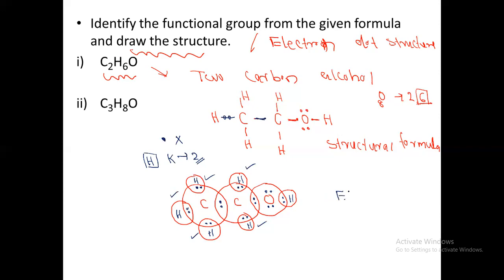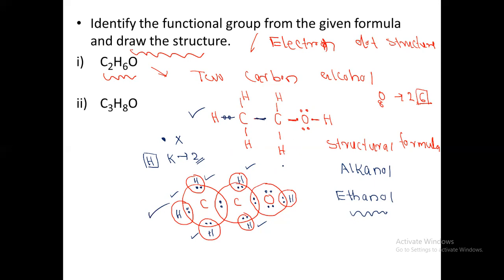Anyway, the naming is deleted, but it's a very simple compound. Okay, hope you know the general name of alcohol, alkanol. A 2 carbon alcohol is ethanol. So this is the structural formula of ethanol, a 2 carbon alcohol. This is the electron dot structure. So always remember, if you are asked to draw the electron dot structure, draw the normal structure first, then you can draw the electron dot structure by looking at that structure.